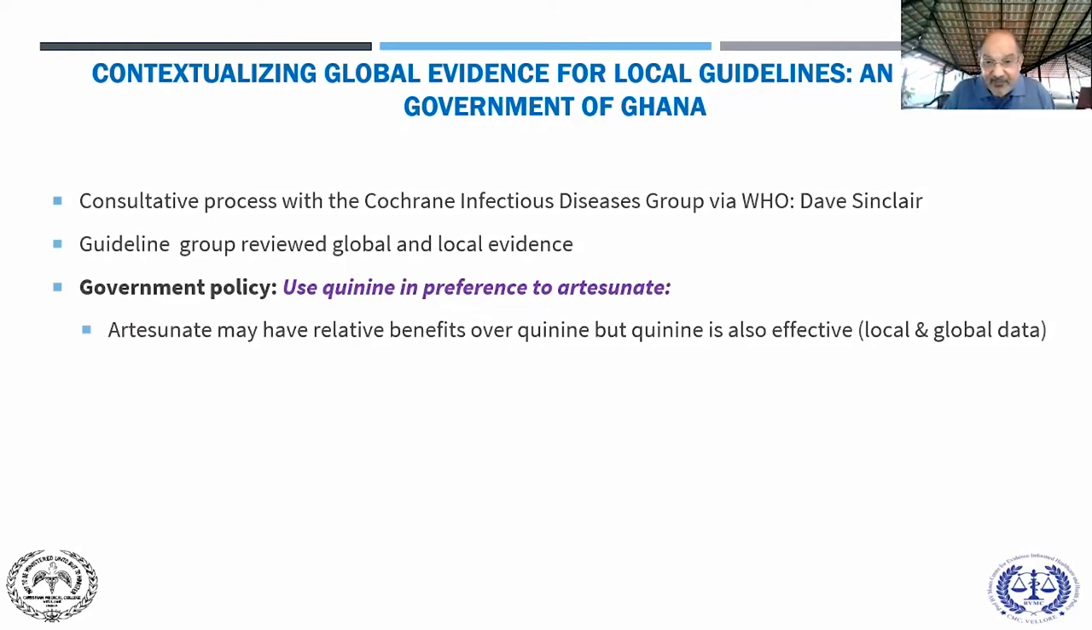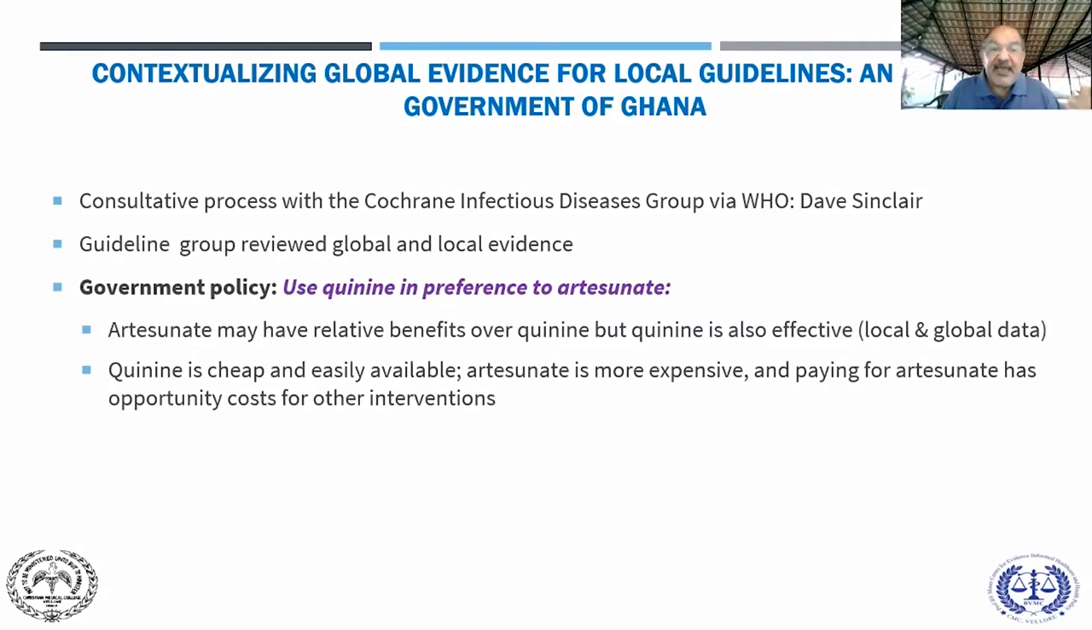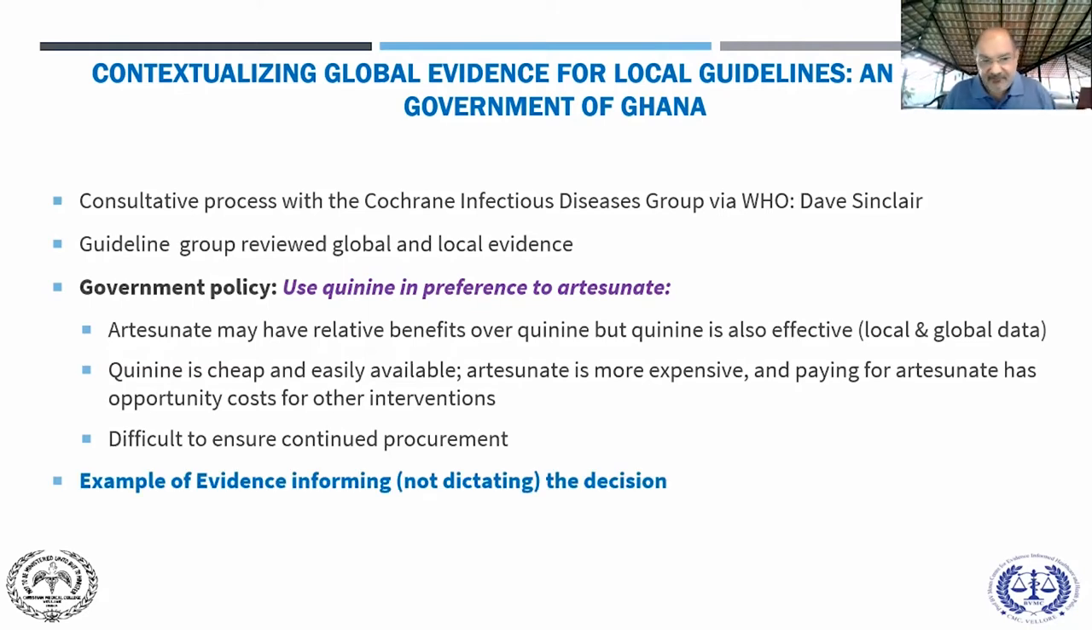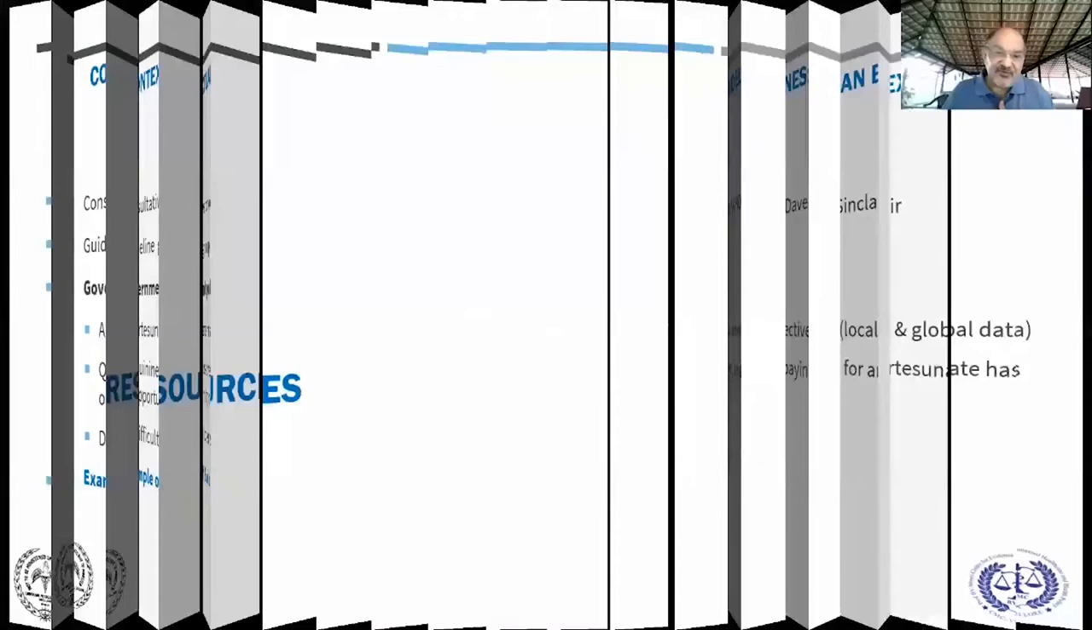because we know that artesunate may be better than quinine, but quinine is also effective, and quinine is cheap, and it's easily available, whereas artesunate is a lot more expensive, and if we want to pay for artesunate from our health budget, then lots of other things will be left out, we won't be able to pay for them, and these opportunity costs will cause a lot of bad outcomes for other people. And moreover, we don't make artesunate, so it's very difficult to ensure continued procurement. So until things change, we will use quinine. So this is an example of an evidence-informed decision using local contextual factors.